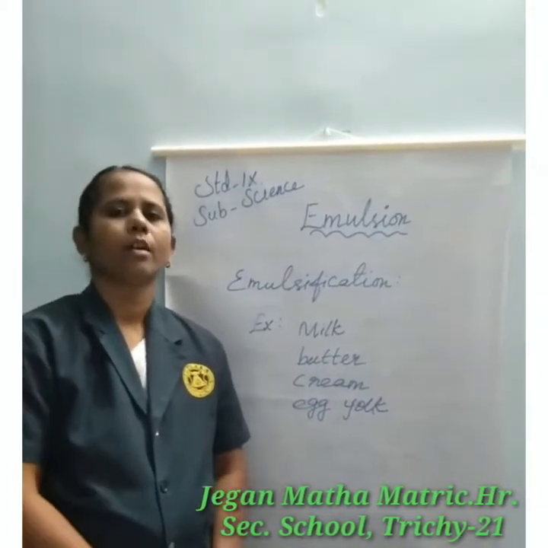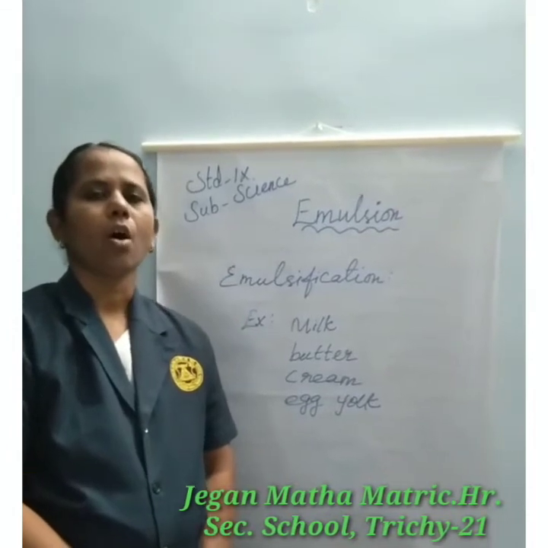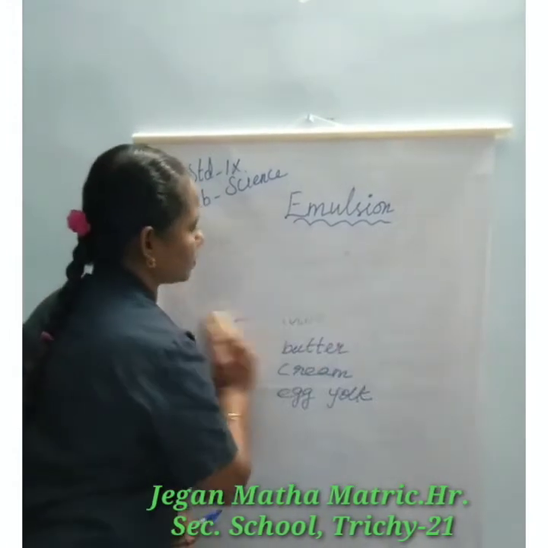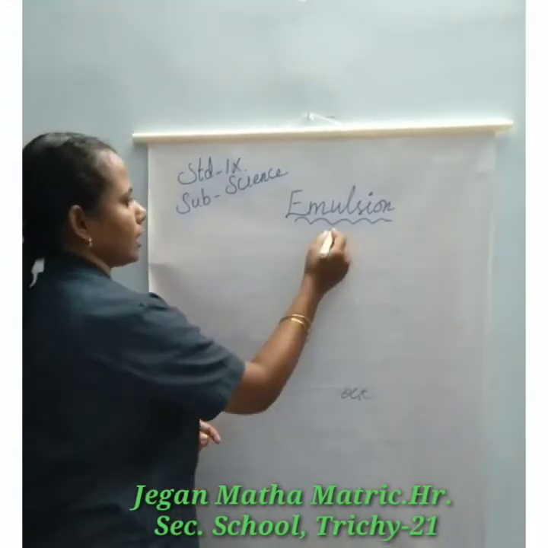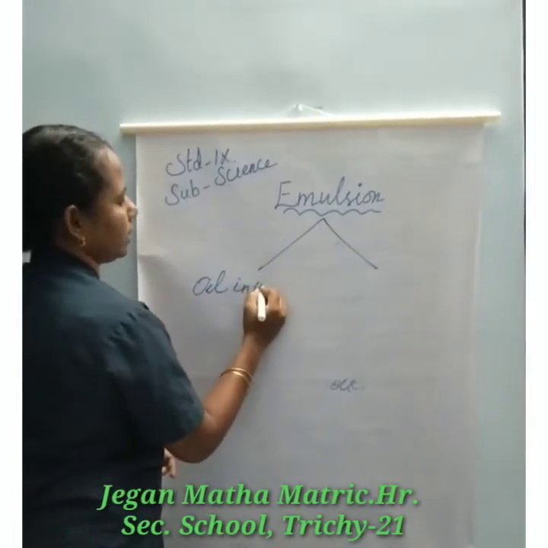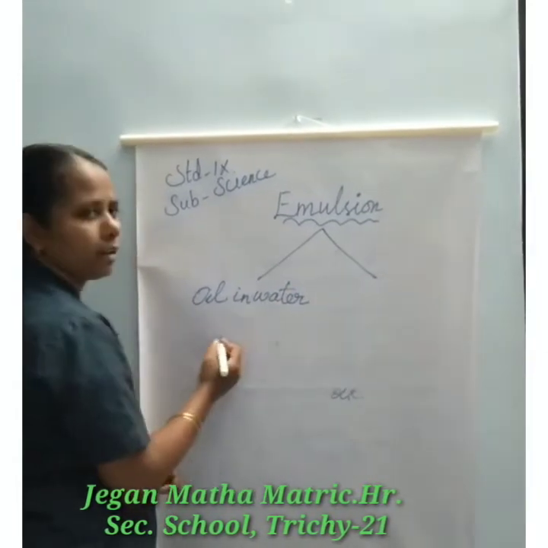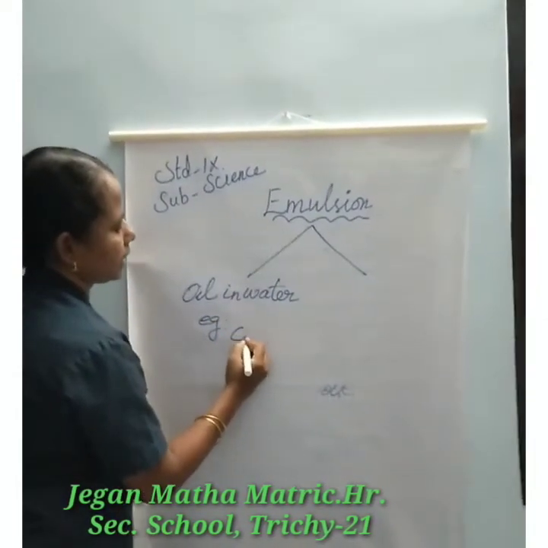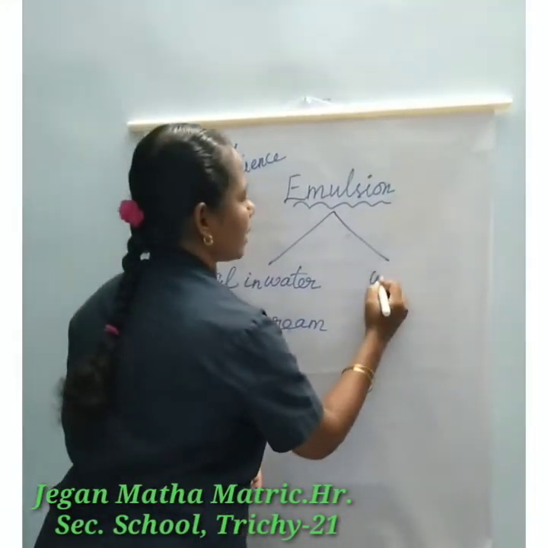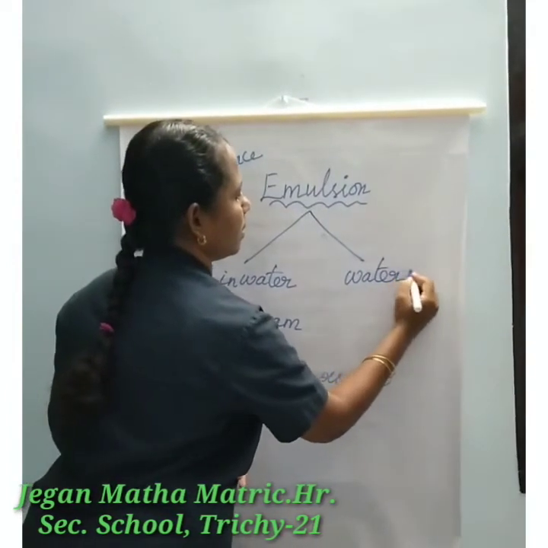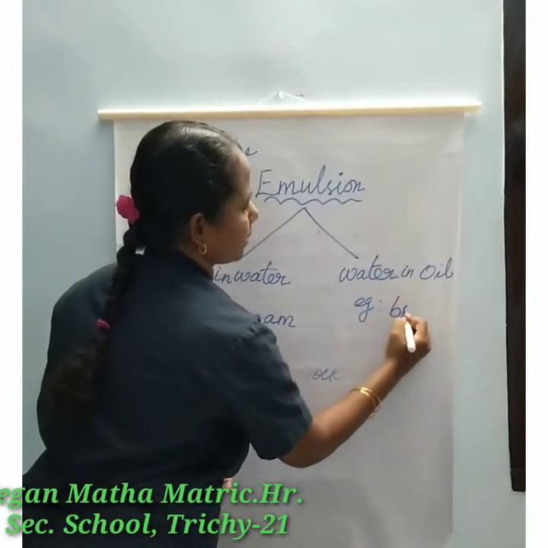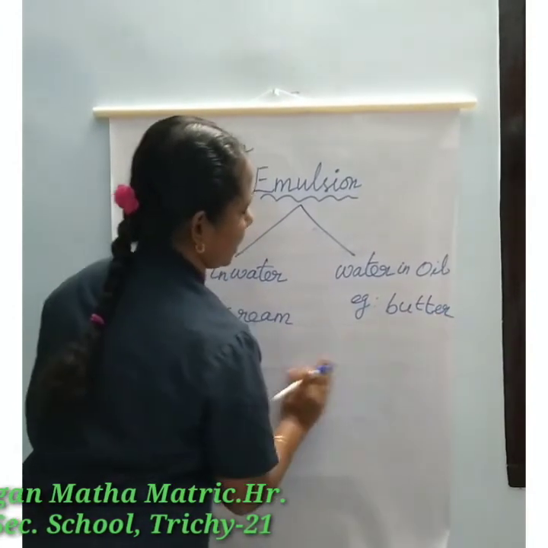Two types of emulsions. The first one, oil in water, and then water in oil. Oil in water, for example cream, any facial cream, etc. Then second type, water in oil. Example, butter.